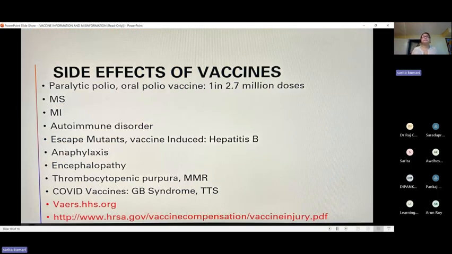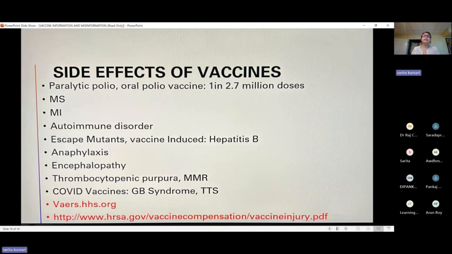Now, side effects. This is the important part. There are two websites. One is HHS VAERS, which is the Vaccine Adverse Event Reporting System, and the other one is also at the bottom, if you can see. These are two websites where you can look around, like everything about side effects is reported there.